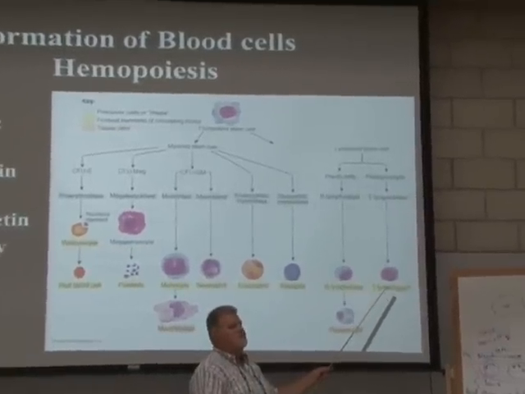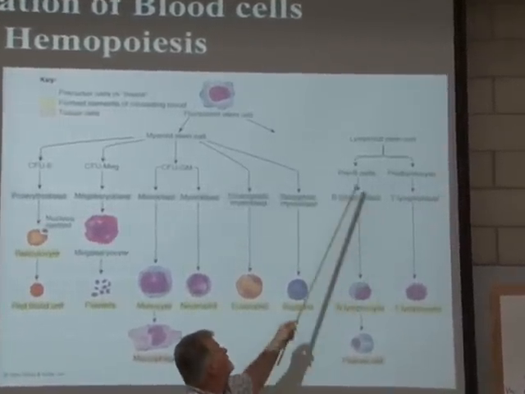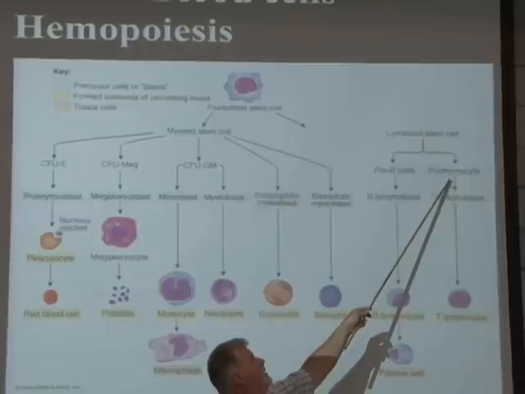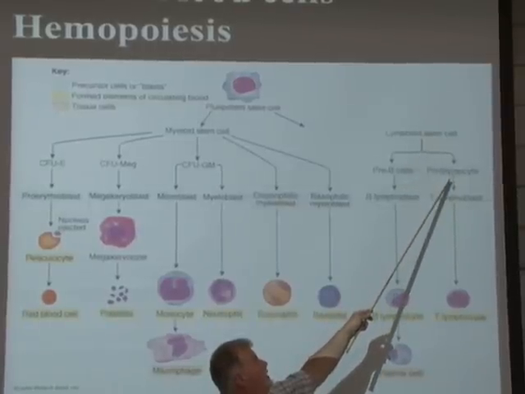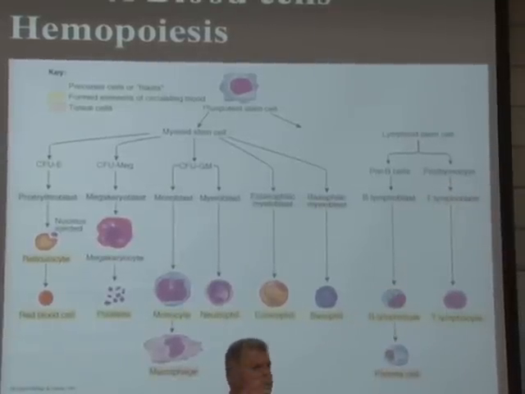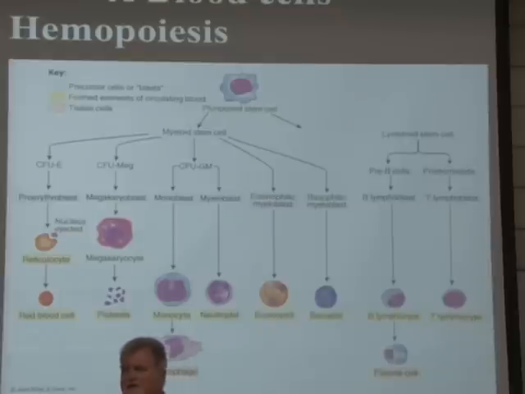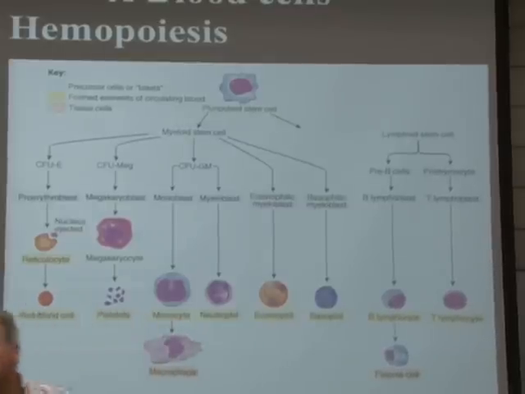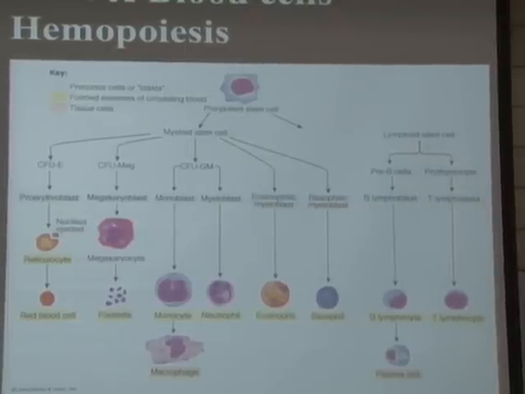And so what we have to use is drugs that prevent pluripotent stem cells from converting to these pro-thrombocytes. And then we can shut off the formation of T lymphocytes. And as long as we've shut down the formation of T lymphocytes, then a transplant patient will not reject their tissue. So they have to stay on that drug throughout their life, or they'll reject the tissue.